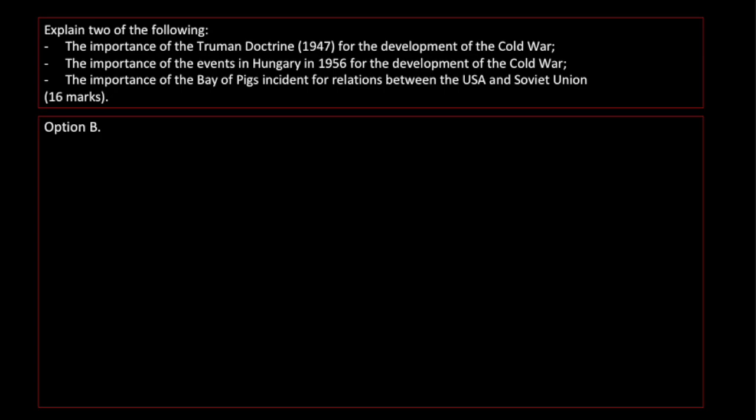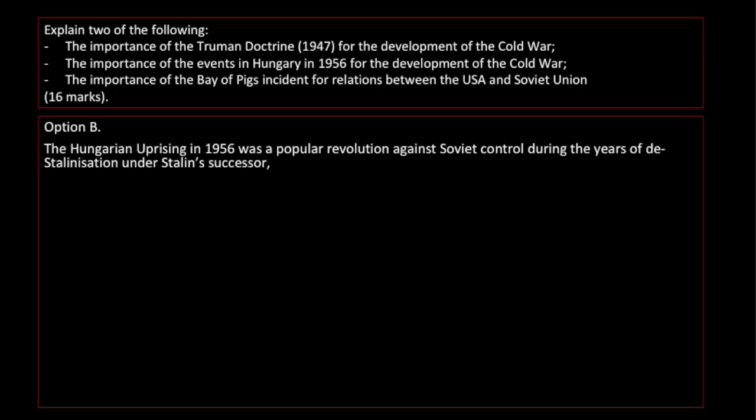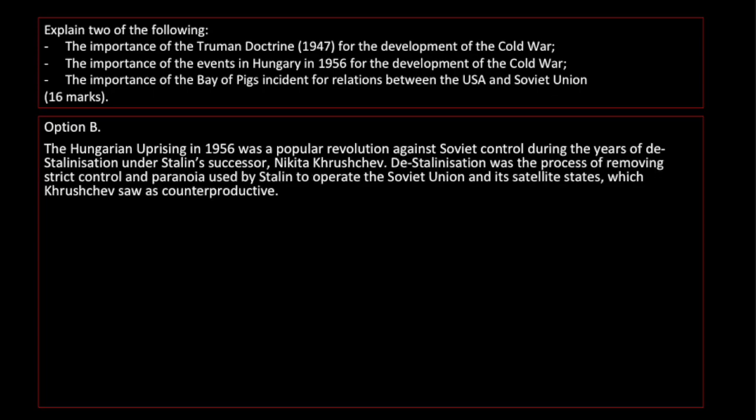Option B. The Hungarian Uprising in 1956 was a popular revolution against Soviet control during the years of de-Stalinization under Stalin's successor, Nikita Khrushchev. De-Stalinization was the process of removing strict control and paranoia used by Stalin to operate the Soviet Union and its satellite states, which Khrushchev saw as counterproductive.